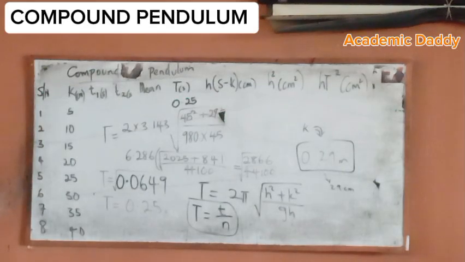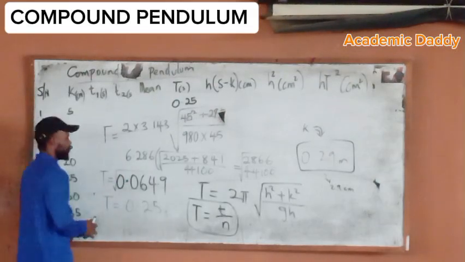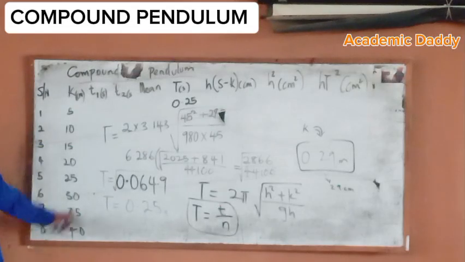Okay, what do we have here? We are placing it: 0.25 times 6.286.